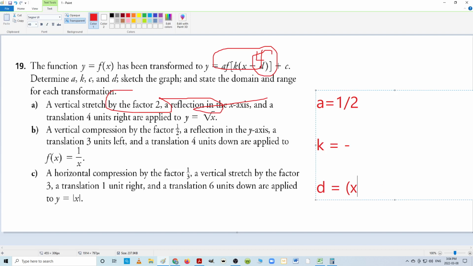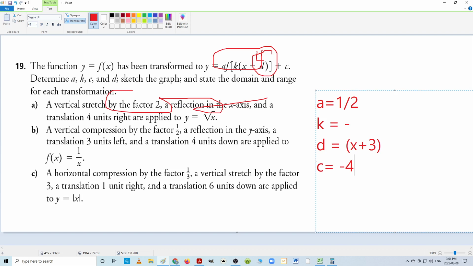And that's where your teacher might, it's really confusing when you put it like this. And a translation 4 down means C is minus 4. And so what does that mean? It means the 3 left moves the asymptote x is equal to 3. And a translation 4 units down moves the y asymptote y is equal to minus 4.